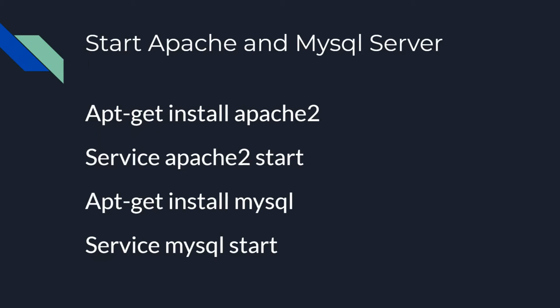If you don't have Apache, you can simply type this command, apt-get install apache2, for installing the Apache program. And for running Apache, you need to enter this command: service apache2 start. This command will start our Apache server.